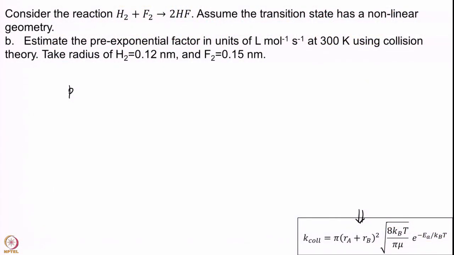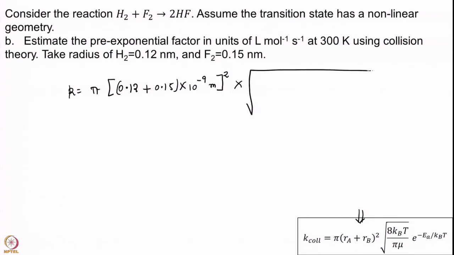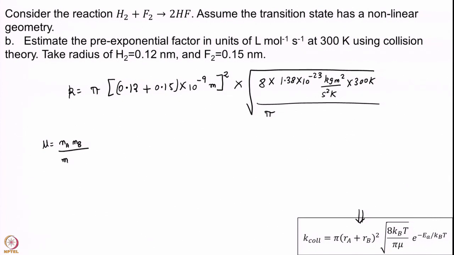Those are very important skills. So let us calculate it on our own. So k will be equal to pi (RA plus RB)^2. RA is 0.12 nanometer plus 0.15 nanometer, but we will write everything in SI units, which is meter, and 1 nanometer is 10 to the power of minus 9 meter, into root of 8 kB T over pi mu, where kB is 1.38 into 10 to the power of minus 23 kilogram meter square second inverse square Kelvin inverse, into 300 Kelvin. Mu is the reduced mass, which is MA MB over MA plus MB.